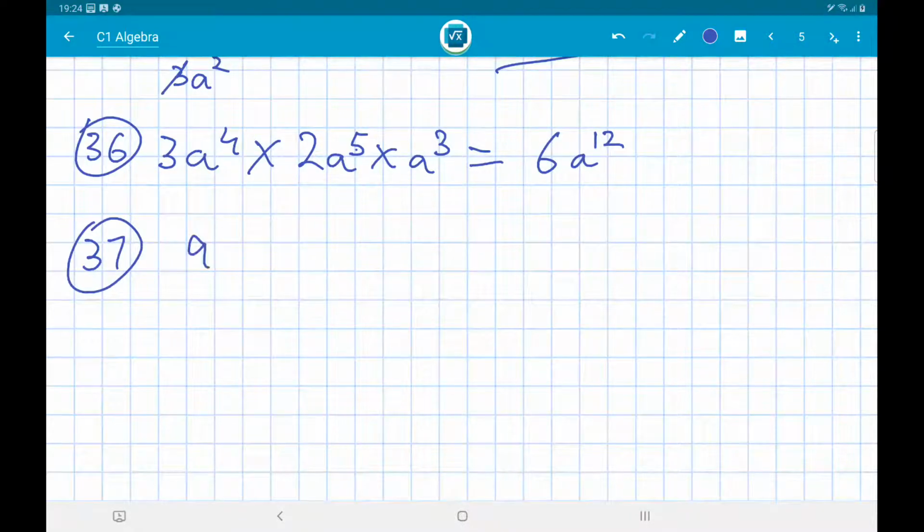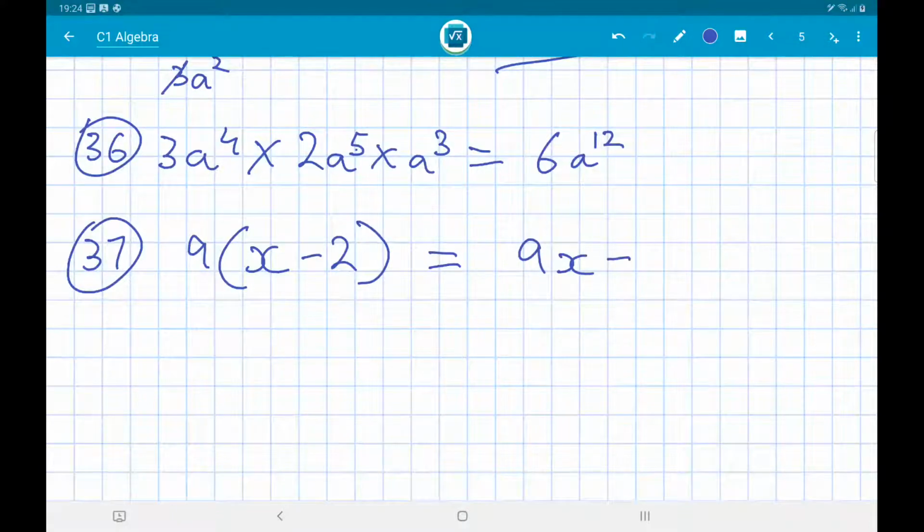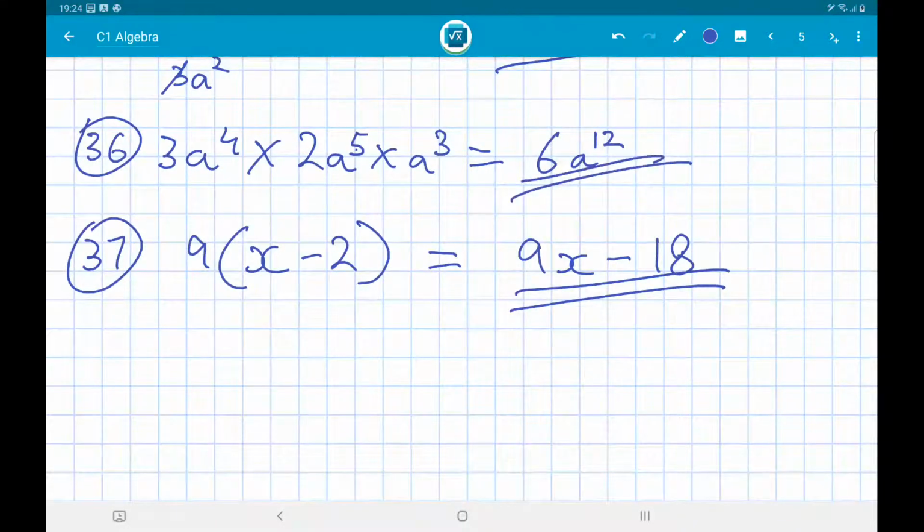Question 37: 9 times x minus 2. I'll say that equals 9x minus 18. I forgot to do that one as well. Okay, 38. Before I do that one, is that one actually right? You do 3 times 2, 6, 8, 4, plus 5, plus 3, 12. Okay, that's fine. 4 plus 5 plus 3 is 12. That's good.